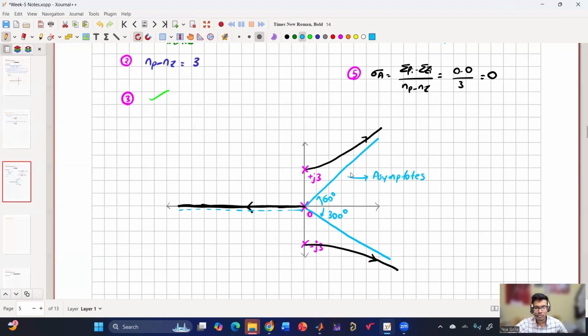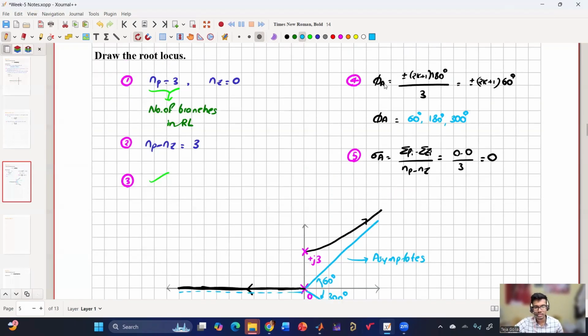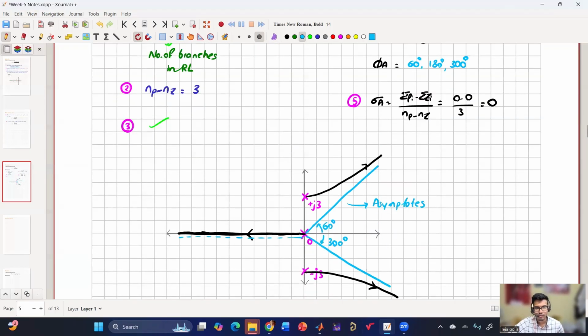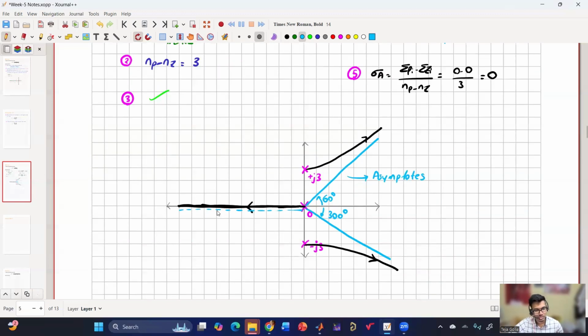So how do we know the angle of the asymptotes and center point? That will come from this phi a and sigma a. Once these two are calculated, then we'll draw these lines, and the poles will move along those lines. So this pole will move along this line, this pole will move along this line, and this pole is going to infinity along this line. This we got from rule 3. So this is clear, right? Asymptotes and then this.